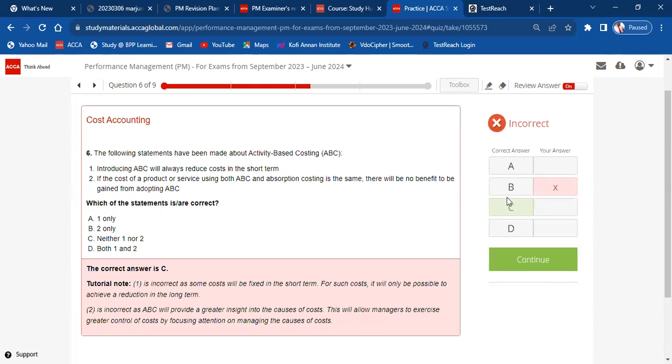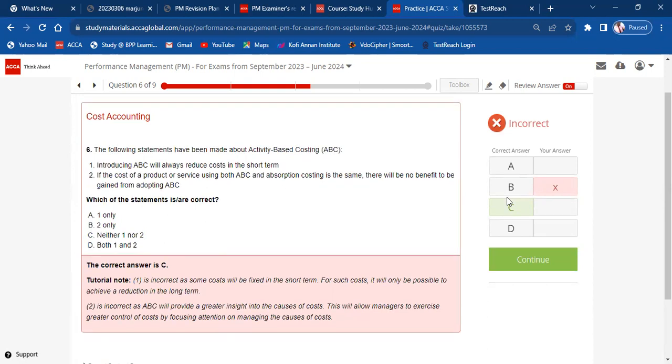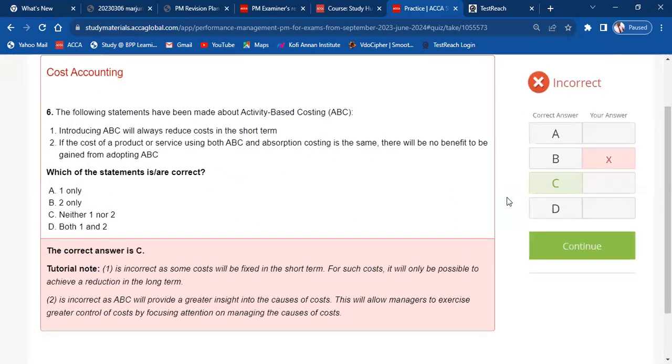Let's see. Tutorial note: 1 is incorrect, as some costs will be fixed in the short term. Okay, so we already said 1 is incorrect. Fine. 2 is incorrect, as ABC will provide a greater insight into the causes of cost. This will allow managers to exercise greater control of cost by focusing attention on managing the causes of cost. All right, that's a fact.